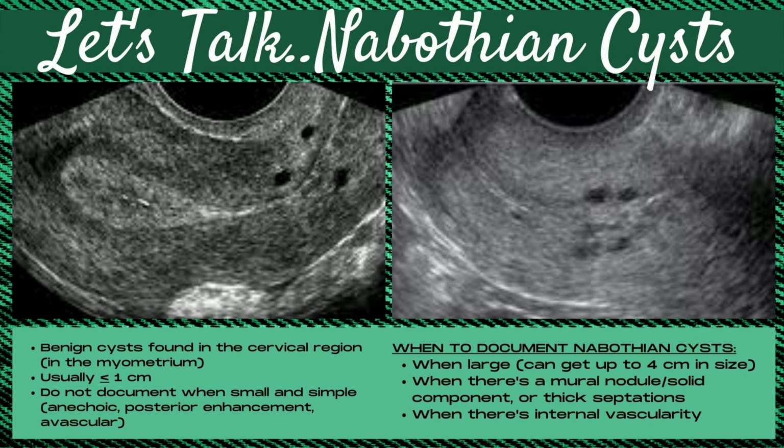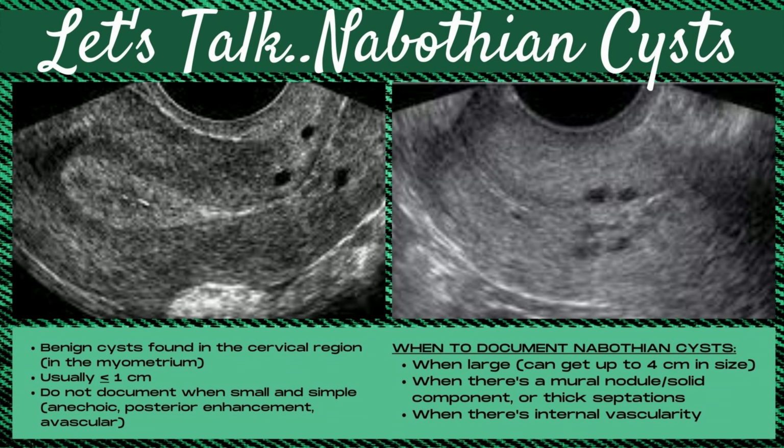So let's talk Nabothian cysts. Nabothian cysts are benign cysts found in the cervical region in the myometrium, and they're generally less than a centimeter and generally simple. You don't want to document them when they're small and simple, which means they are anechoic with posterior enhancement and avascular. So when would you document a Nabothian cyst?